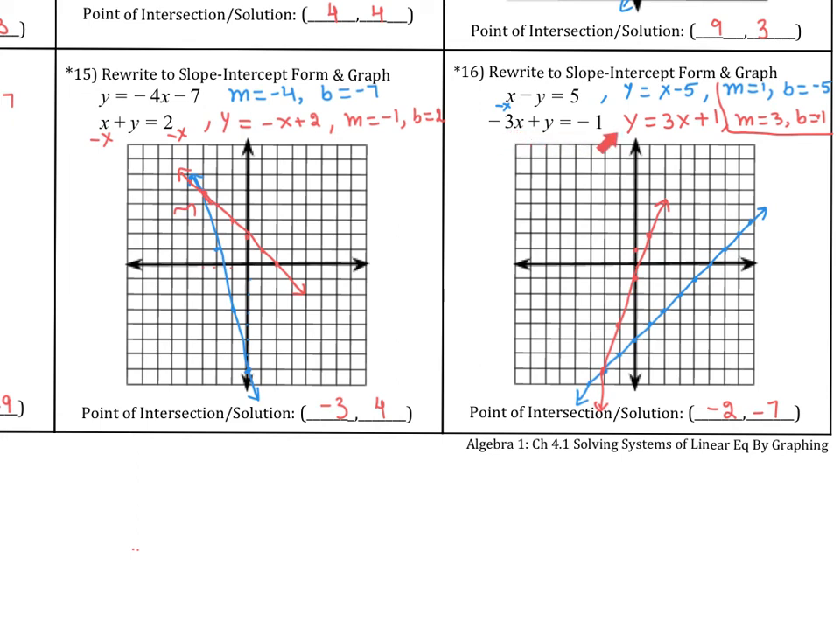Add 3x on both sides, and you get y equals 3x plus 1. So starting from 1, you go up 3 over 1, up 3 over 1, or down 3 over 1. You get the intersection point negative 2 comma negative 7.